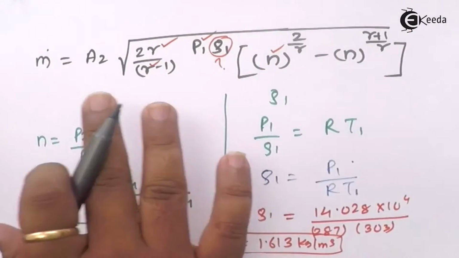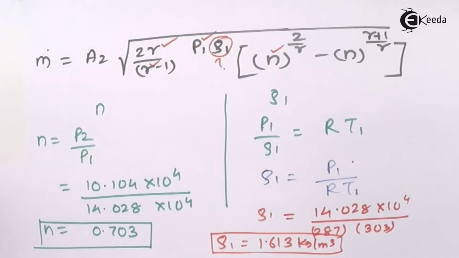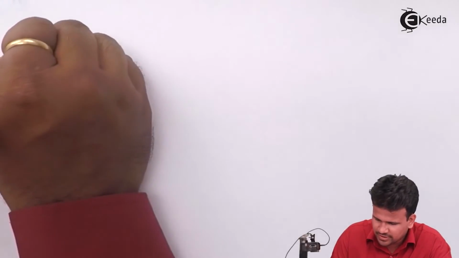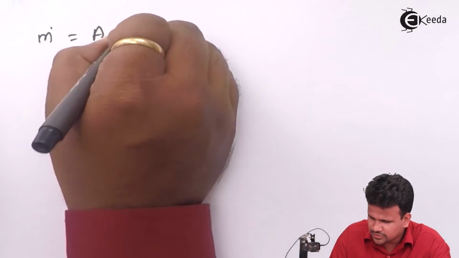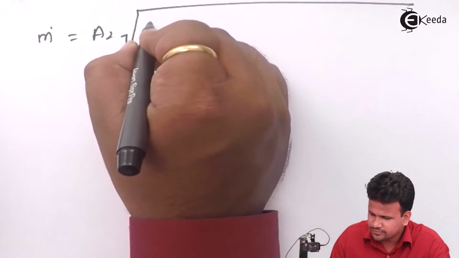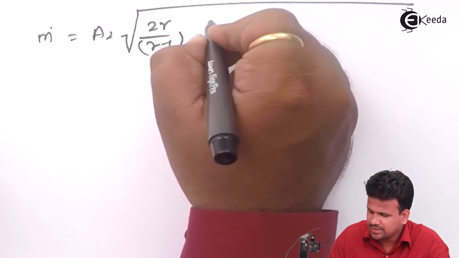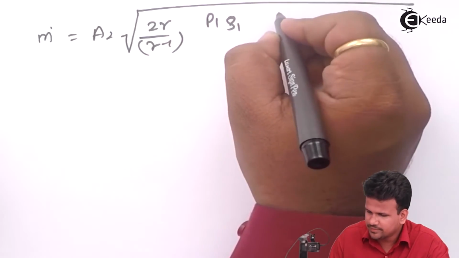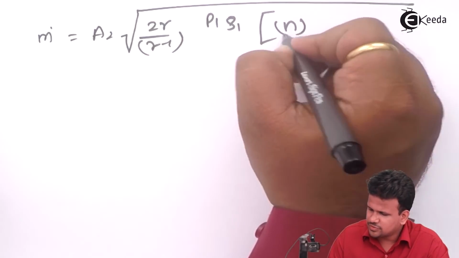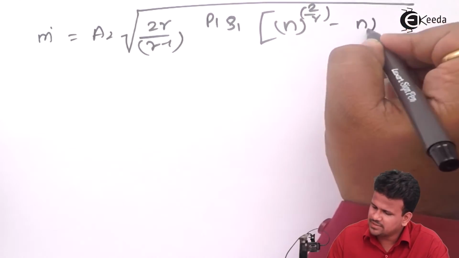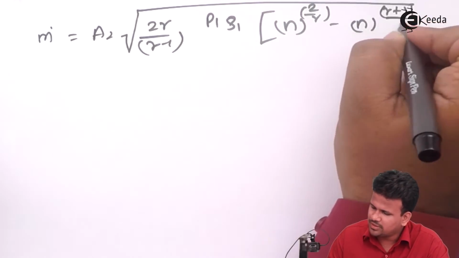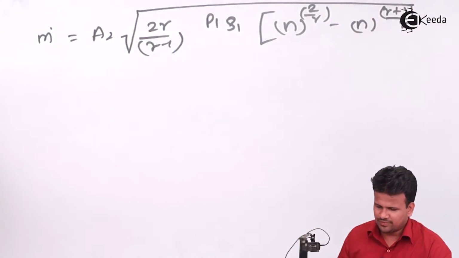Now let us substitute in this equation and calculate the value of m dot. Over here the value of m dot is equal to, let us write down the formula, A2 into square root of 2 gamma upon gamma minus 1 into P1 into rho 1 into N raised to 2 upon gamma minus N raised to gamma plus 1 upon gamma. So let us substitute the values one by one.